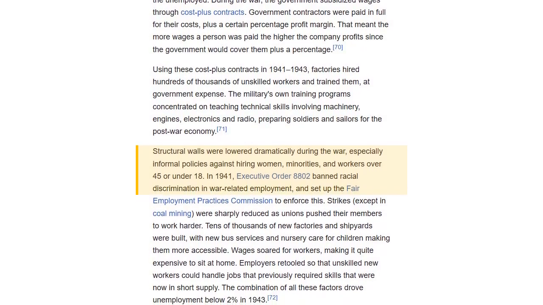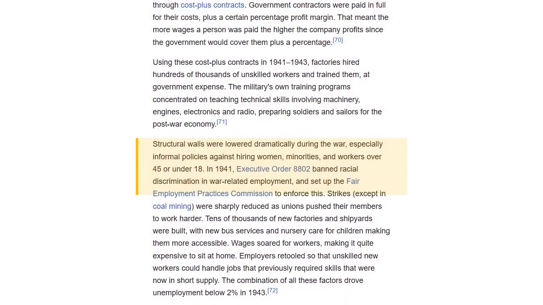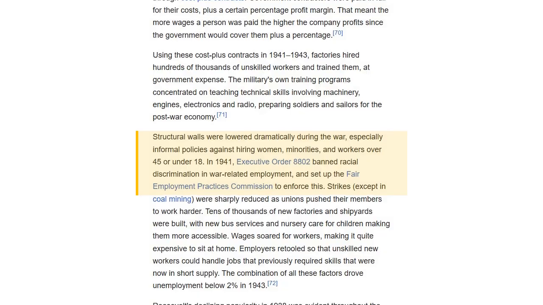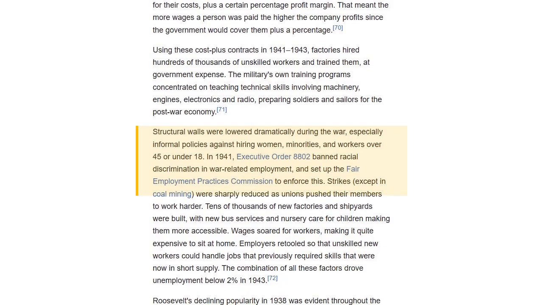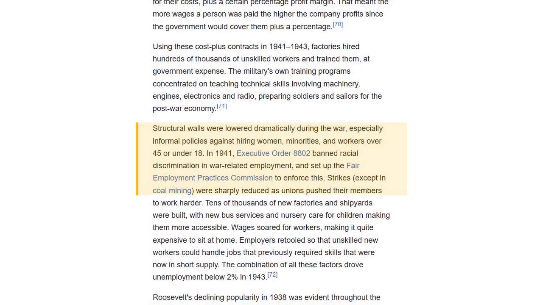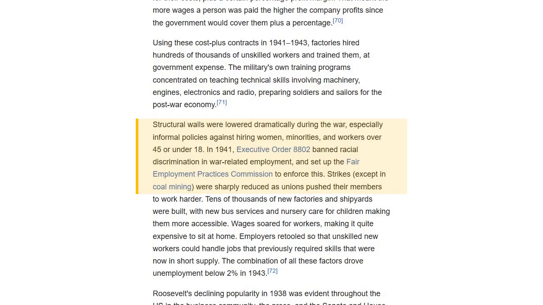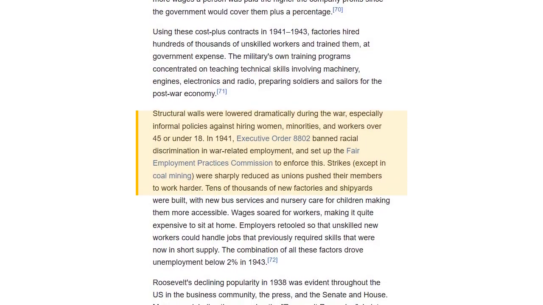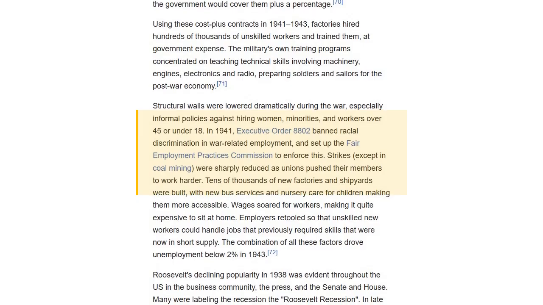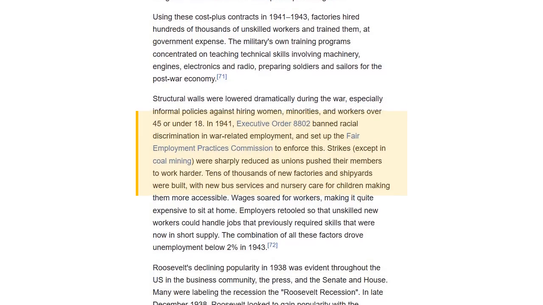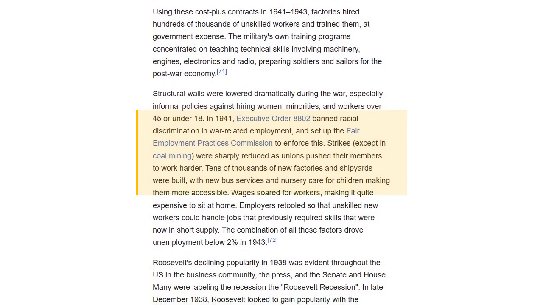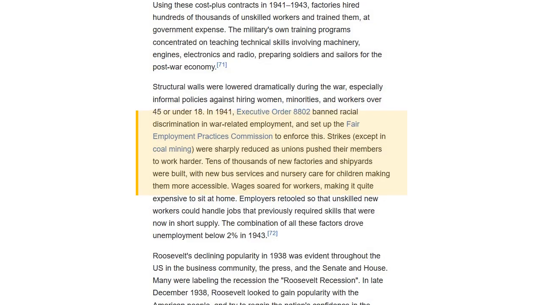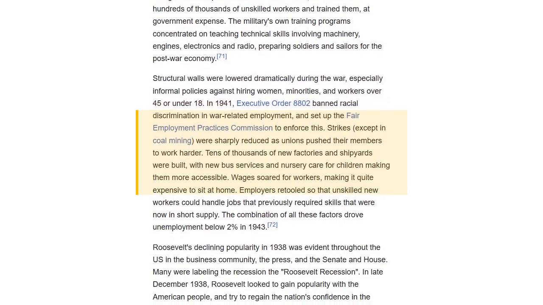Structural walls were lowered dramatically during the war, especially informal policies against hiring women, minorities, and workers over 45 or under 18. In 1941, Executive Order 8802 banned racial discrimination in war-related employment and set up the Fair Employment Practices Commission to enforce this. Strikes, except in coal mining, were sharply reduced as unions pushed their members to work harder.